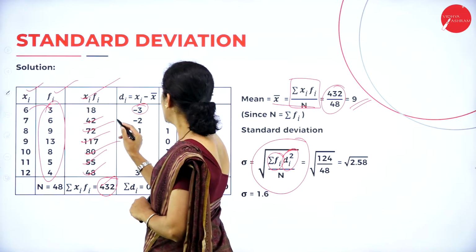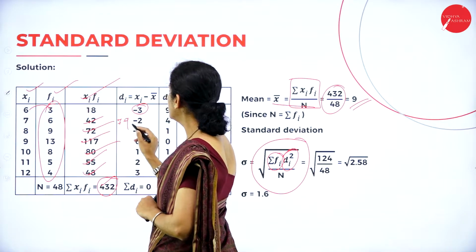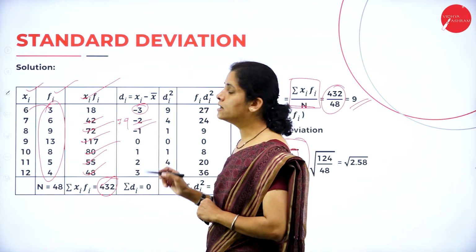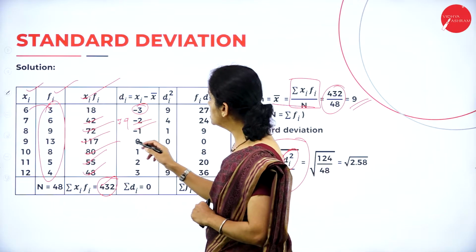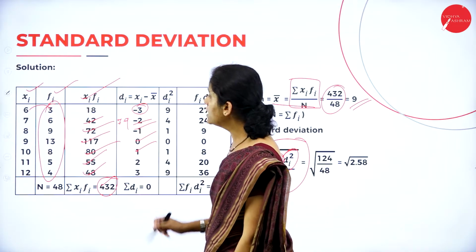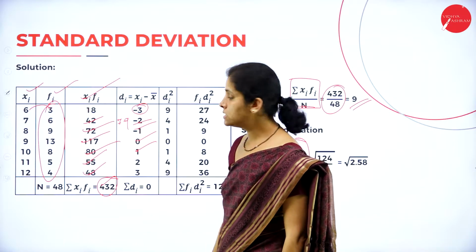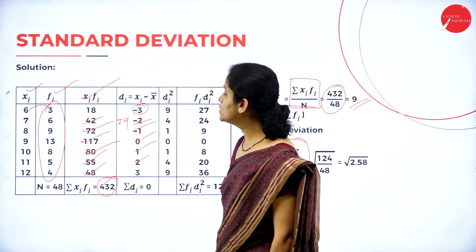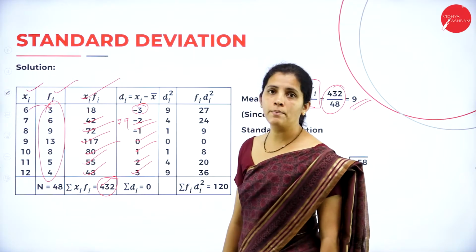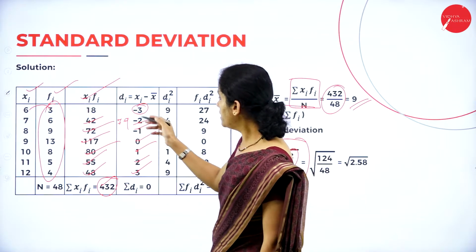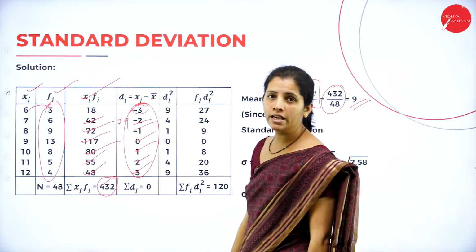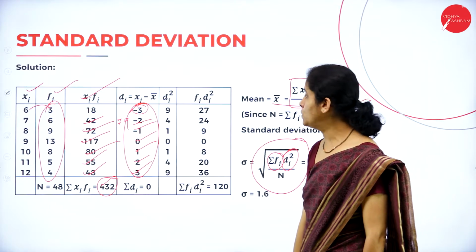Then 7 minus 9, minus 2. 8 minus 9, minus 1. 9 minus 9, it is 0. 10 minus 9, it is 1. 11 minus 9, it is 2. And 12 minus 9, it is 3. And when I perform the addition, when I add all these numbers, so summation of di is nothing but 0.